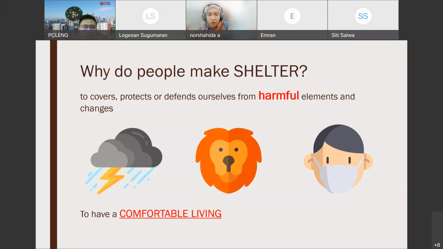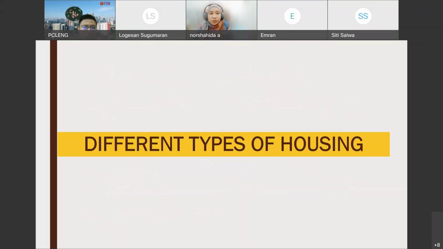One of the main reasons we need shelter is because we want to have comfortable living, a place that we call home. After tiring work, we go home to rest. Going home is going to a place where we feel comfortable and can relax. It's a place that we belong to. There are a lot of different types of housing, not just in Malaysia, but all over the world.